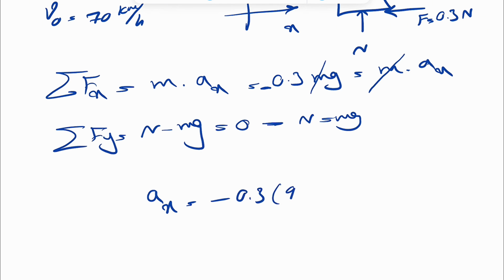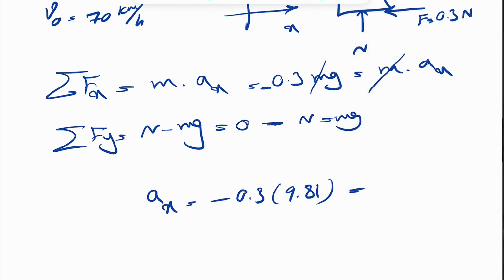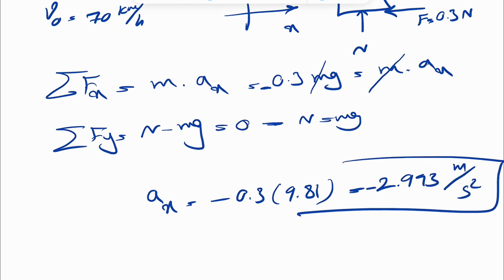So 0.3 times g, which is 9.81 meters per second squared, gives us the acceleration. 0.3 times 9.81 is 2.943, let's keep it like that for now, negative meters per second squared. So now we have the deceleration. Again, the negative sign shows that it's a deceleration.